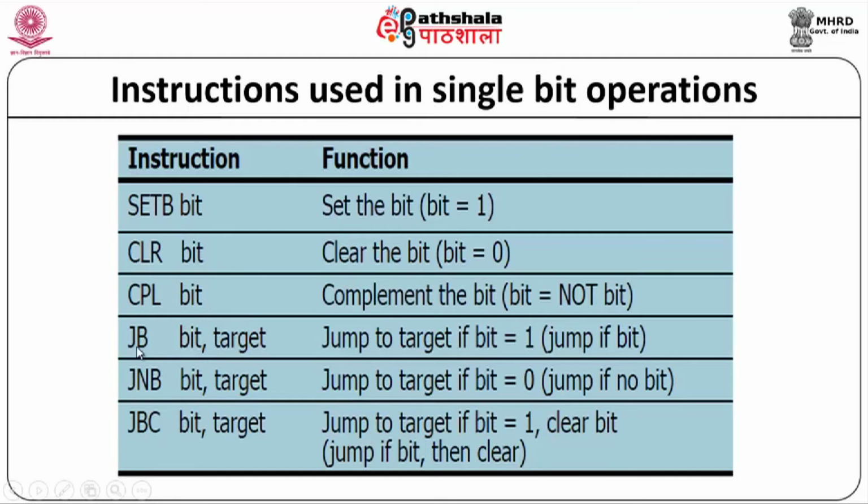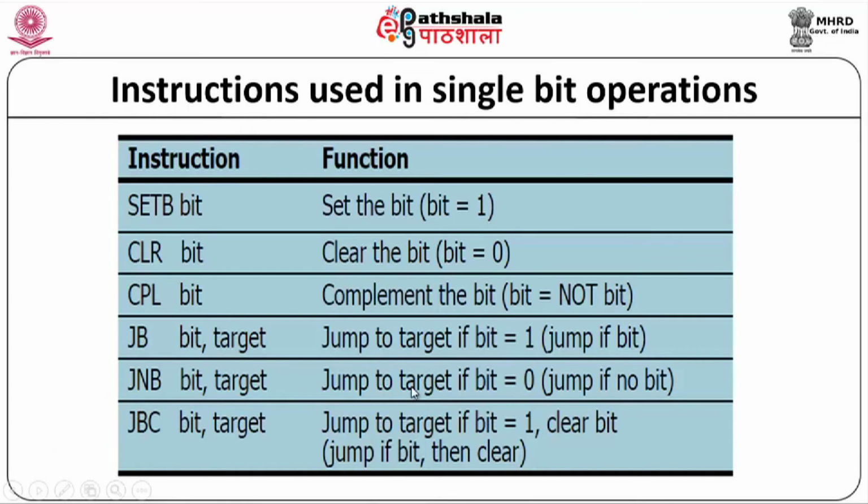These are the jumps, which are conditional statements that occur based on whether the bit is 1 or 0. JB says jump to target if the bit is equal to 1. Maybe the bit is P3.1 and the target is somewhere called loop, then if P3.1 is equal to 1, go to this loop. That is what it is trying to say. So, jump to target if bit is equal to 1.